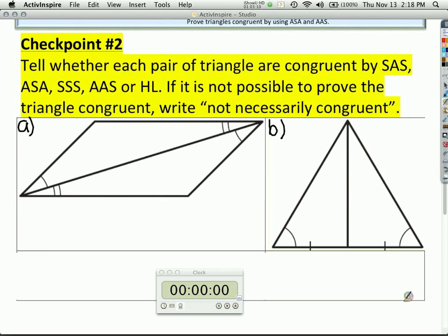All right, let's see what you figured out. First, let's survey for part A. Give me a thumbs up if you think you can prove them to be congruent. A lot of people think they can be. Okay, put your thumbs down.